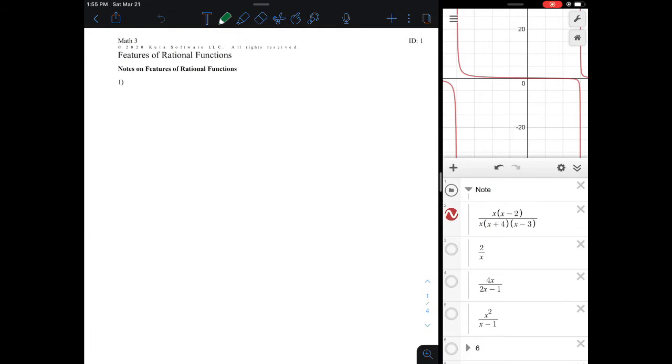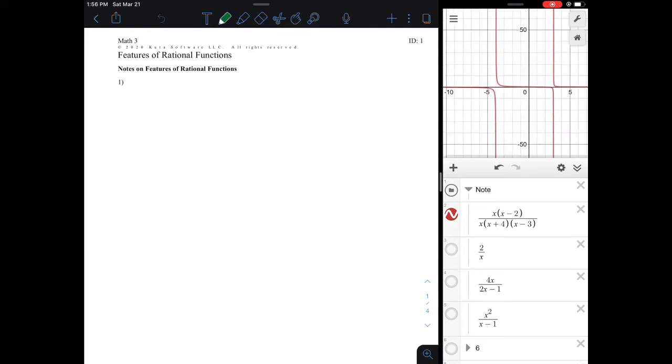In this video, we're going to talk about finding the features of rational functions. To start with, I have a graph of a rational function here on the right-hand side, which is x times x minus 2 divided by x times x plus 4 times x minus 3. Let me pinch and zoom a little bit here.